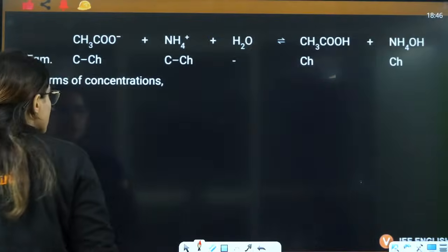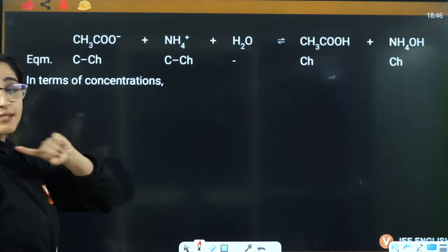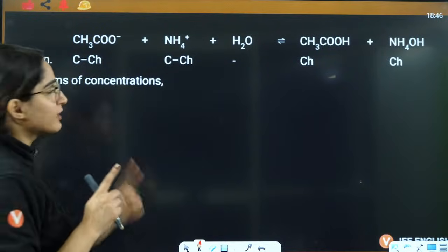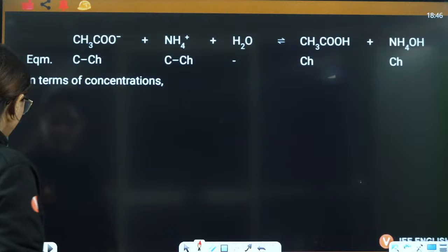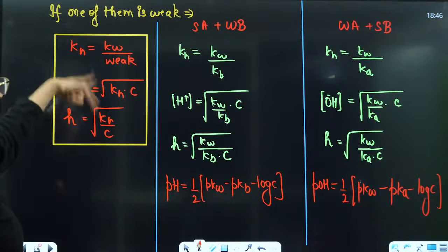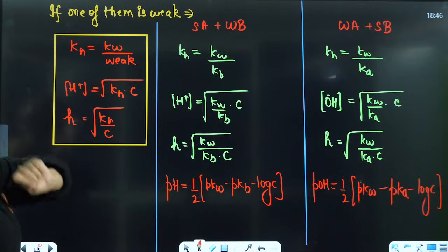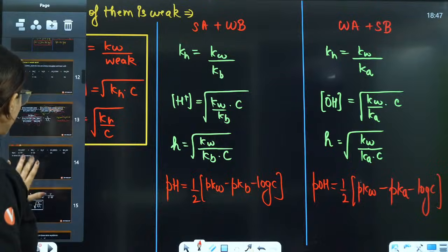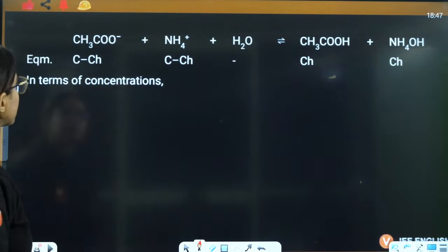Right? So the answer is going to be this. This is different. With a weak acid and a weak base, you can't apply the same trick that we applied there. This particular trick that I told you, that you just have to remember three things, is only and only valid if one of them is weak. If both of them are weak, then we consider this.